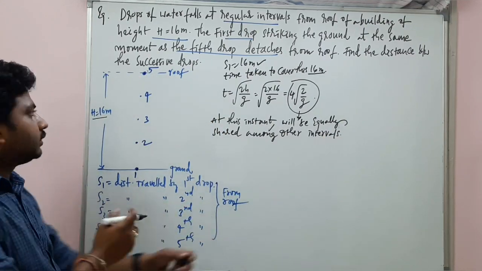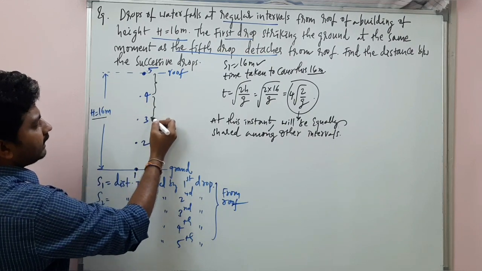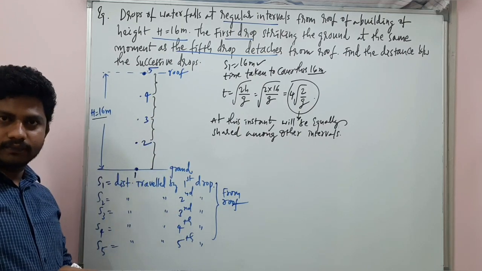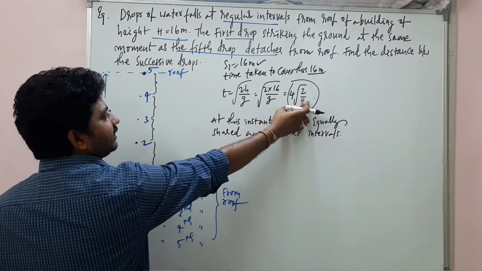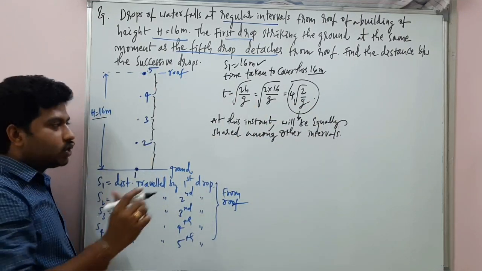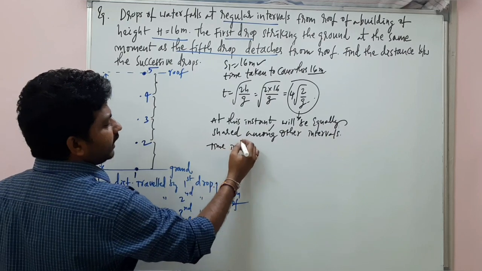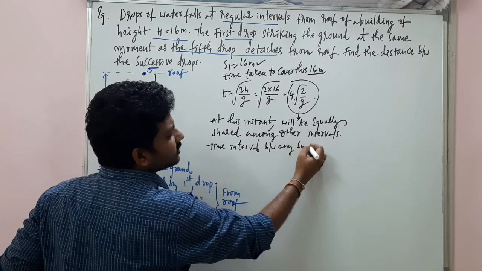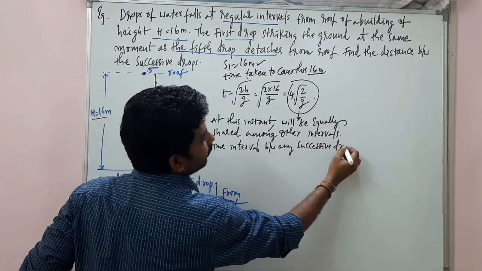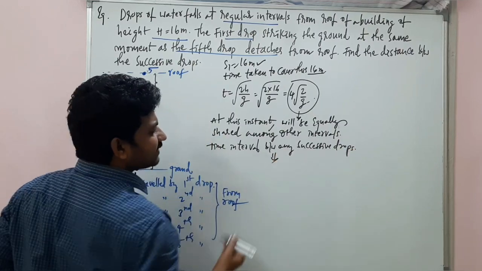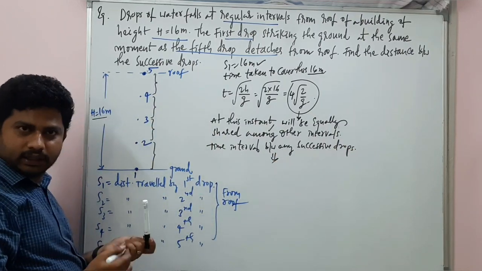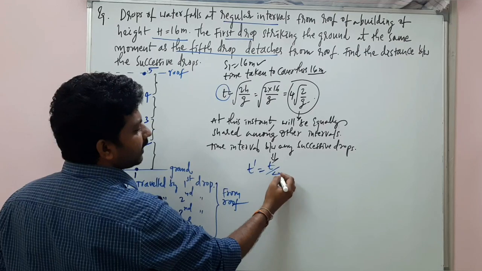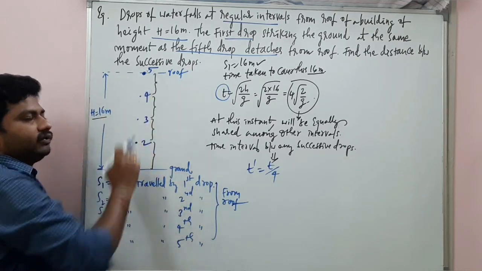How many time intervals are here? Carefully see, there is one time interval, another, another, another. So 1, 2, 3, 4. Total time is divided into 4 intervals. So I can say the time interval between any successive drops is simple. What is the time interval between any successive drops? Let me say that time interval is t dash. So t dash is equal to t by 4. Understand? How many intervals here?